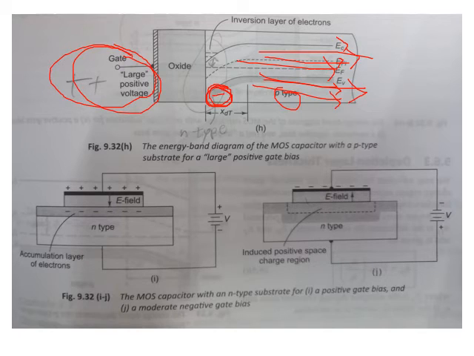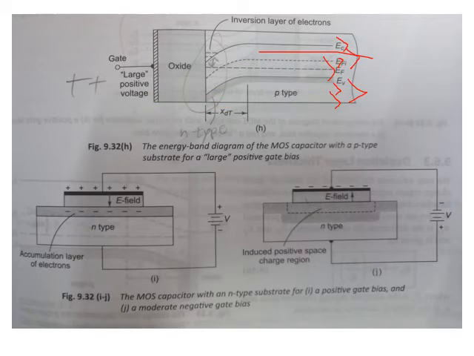So here the electrons are represented, which are attracted by a very large positive voltage. Right? And hence the band bending is more. The band has bent a bit more, and we are seeing that, right? The conduction band has become very close to the Fermi level, and the valence band has moved away, downwards, due to this bend.